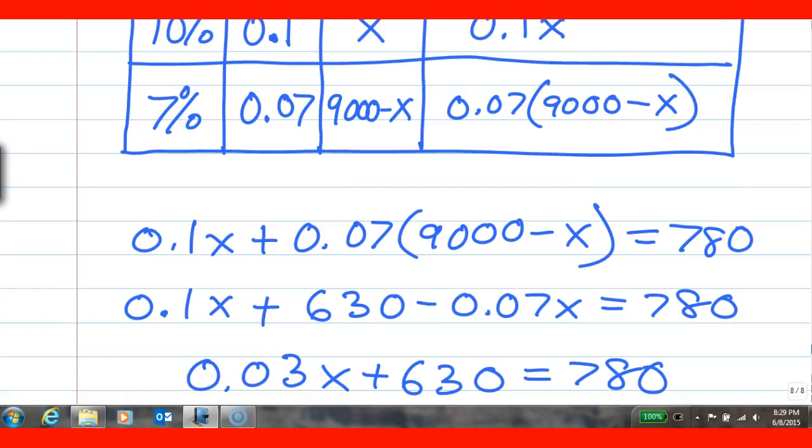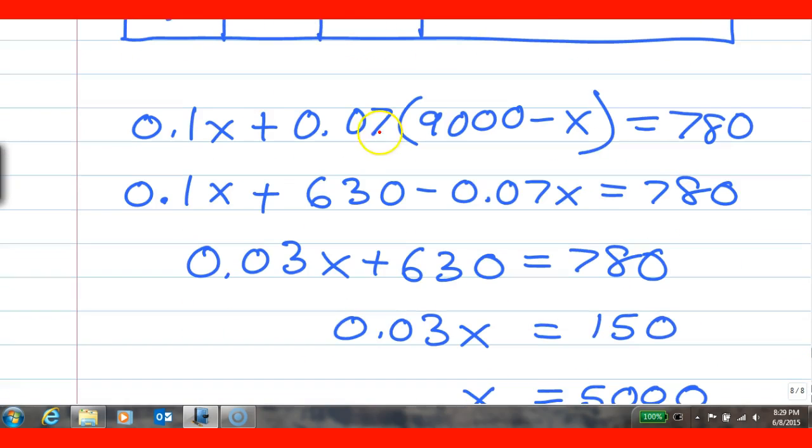So let's simplify and solve for x. So first off, I'm going to distribute to clear the parentheses. So I'm going to multiply this 0.07 through. I end up with 630 minus a 0.07x. Next, I'm going to combine like terms. So I need to combine the 0.1x and the negative 0.07x, which leaves me with a 0.03x plus 630 on the left, still equaling to the 780.